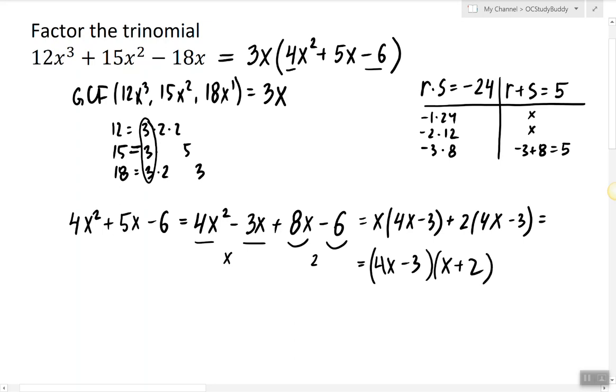So going back to the original problem, we're going to finish it by rewriting the quadratic trinomial as the product of 4x minus 3 by x plus 2.